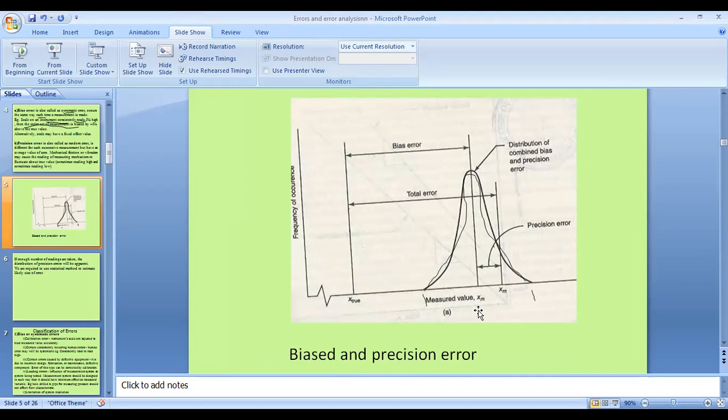So whenever we write anything, bias error is in our hand to control, but precision error is not in our hand. So we have to understand this dome. Plus minus 3 sigma means we have to write x mean plus minus 3 sigma. So that will be our error. So total error will be bias error plus 3 sigma for the precision error.